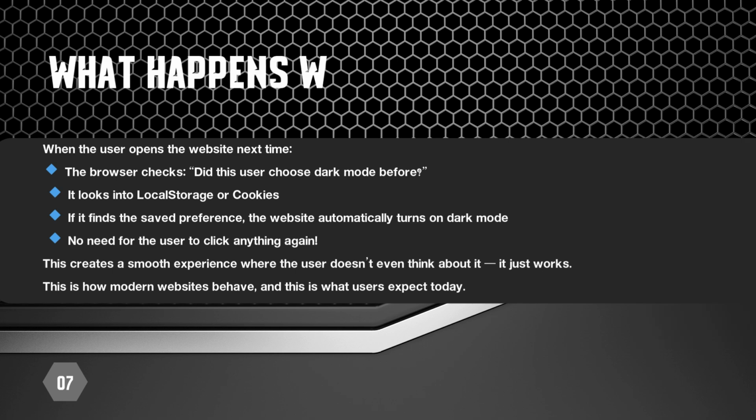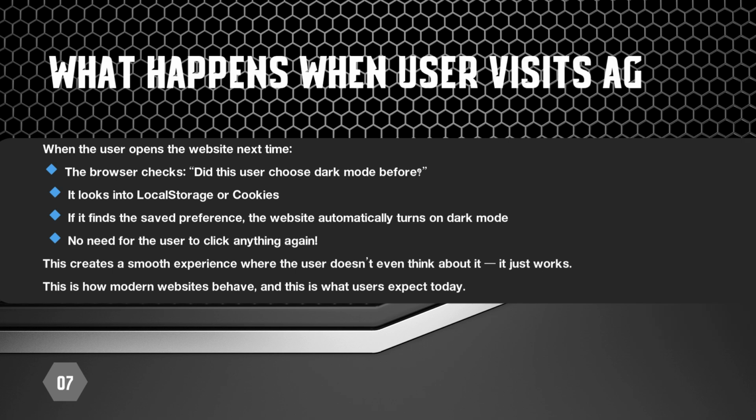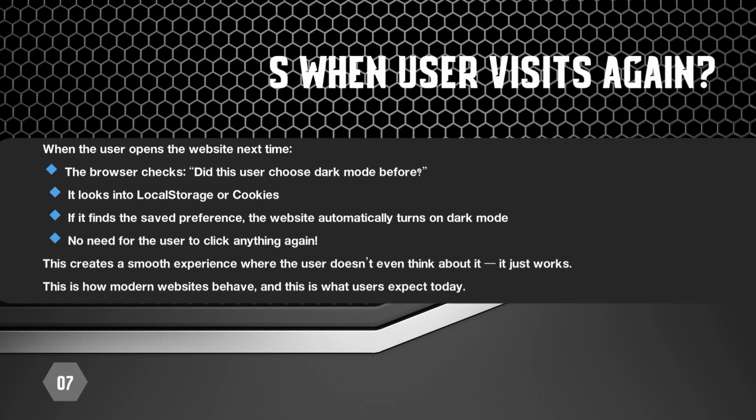What happens when the user visits again? Now imagine the user comes back the next day or week. Here's what happens behind the scenes. The browser checks, do we already know the user's theme preference? It looks into local storage or cookies to find what was saved. If it sees dark mode was selected, the website will automatically apply dark mode without the user doing anything. This creates a personalized experience and it feels like the website remembers them, which is always a good thing.